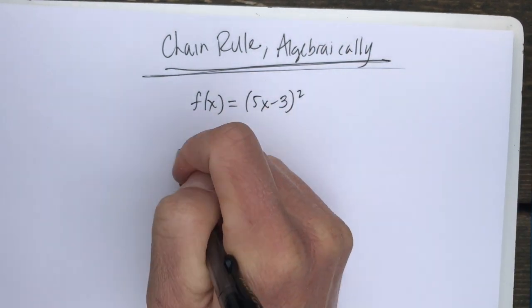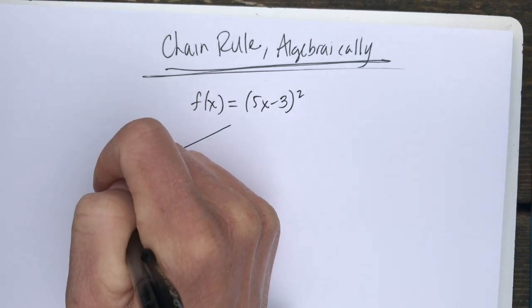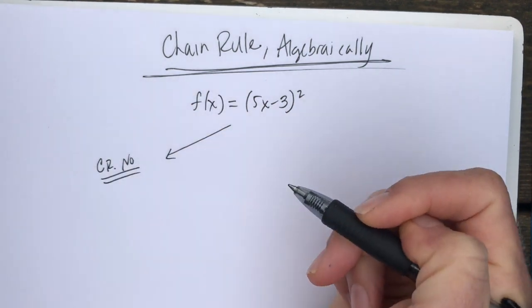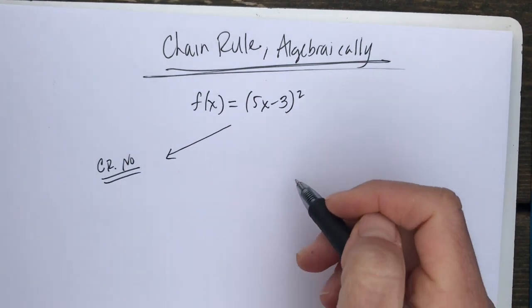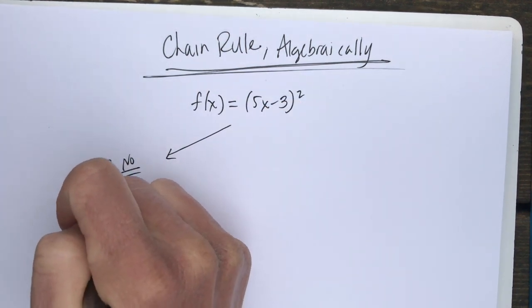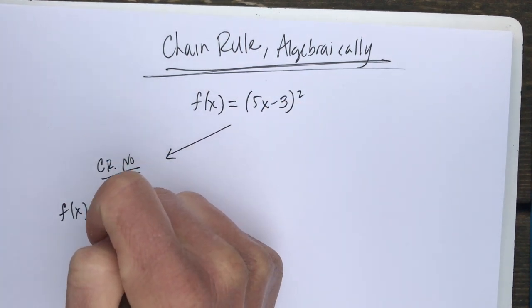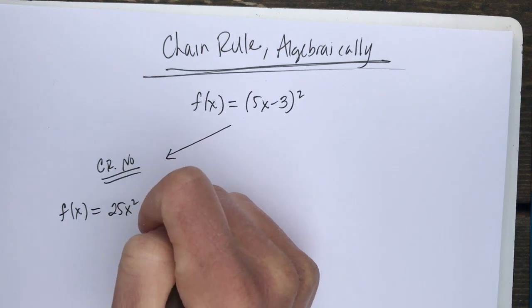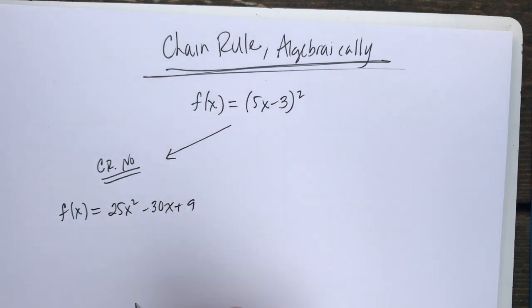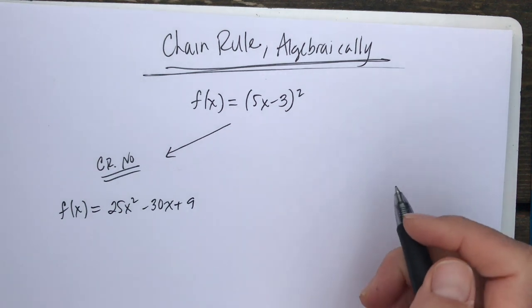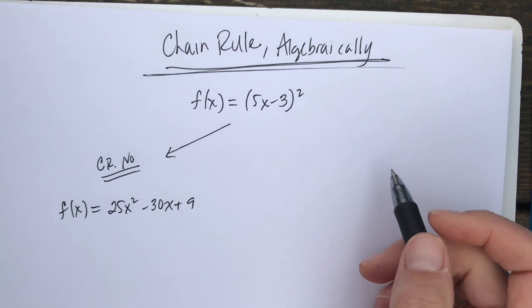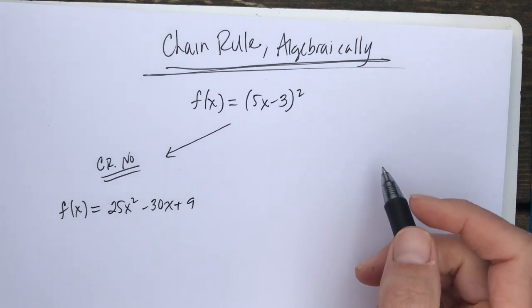Now, let's first go to a world where the chain rule does not exist. Chain rule, no. And we're okay in this world because we can say f of x is really just the function 25x squared minus 30x plus 9. Now, what I did there is I foiled that out really fast in my head. Holy smokes! The good news is if you can't do that super fast, you're totally fine. Just kind of follow along for now.